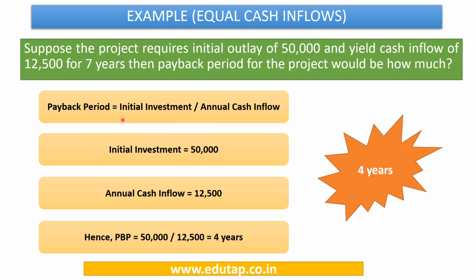We simply have to divide the initial investment by the annual cash inflow. Initial investment is 50,000 and the annual cash inflow is 12,500. So the payback period is going to be 50,000 divided by 12,500, that is 4 years. So 4 years is going to be the payback period in this particular case.